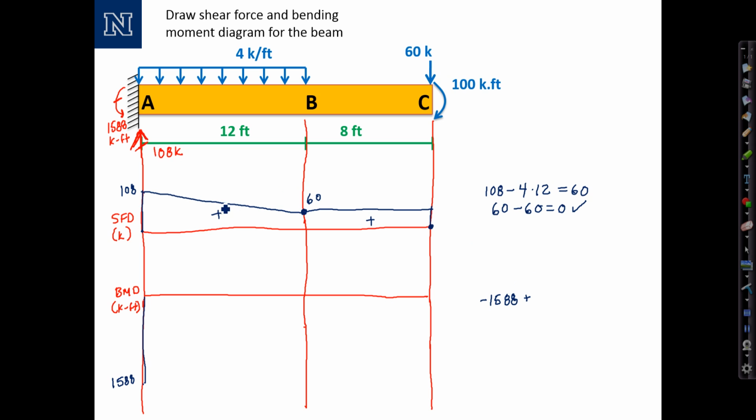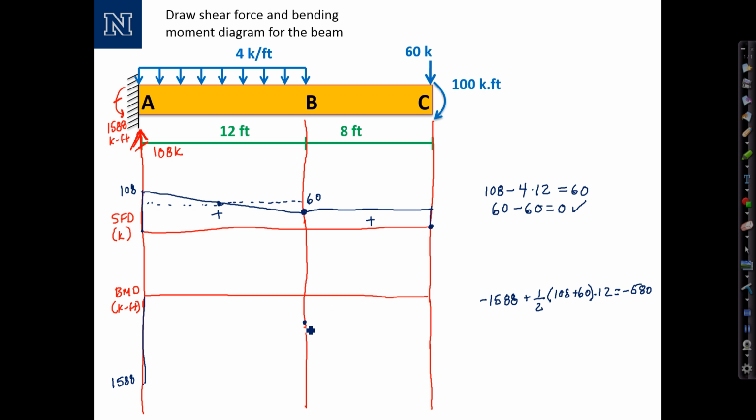To calculate the area of the trapezoid, I'm going to calculate the area of an equivalent rectangle that has a magnitude equal to the average of the values at point A and B. So that would be 1/2 times 108 plus 60. That's the average value of the trapezoid times the length of 12, and that is equal to 580. So that's our value at point B.